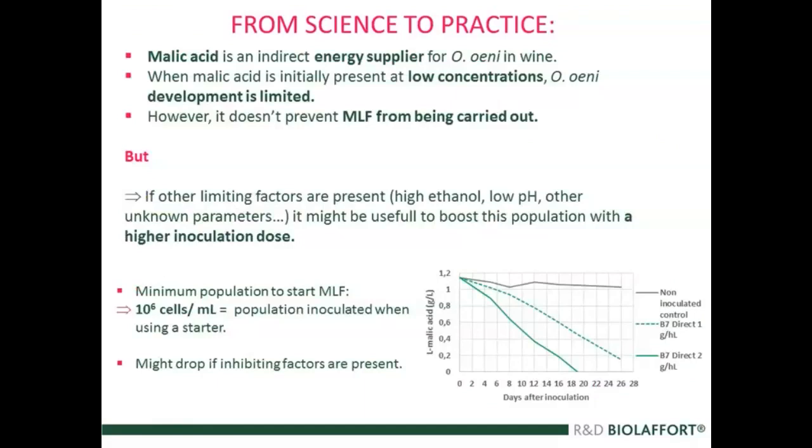session. So if we try to translate what we learned into practice, let me remind you that malic acid is an indirect energy provider for Oenococcus oeni in wine, and that when malic acid is present at low initial concentration, the bug development is limited. Again, it doesn't prevent malolactic fermentation from being carried out, but you can have other limiting factors that are present, such as high ethanol, low pH, or other unknown parameters.